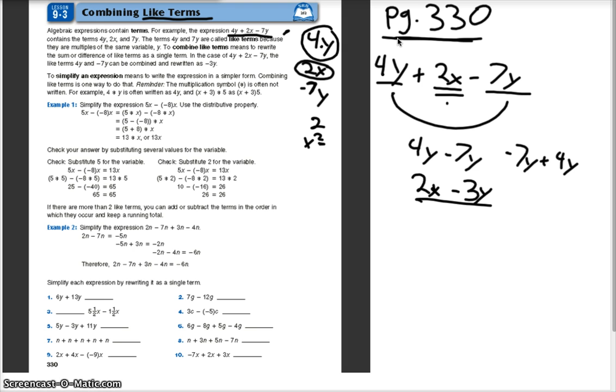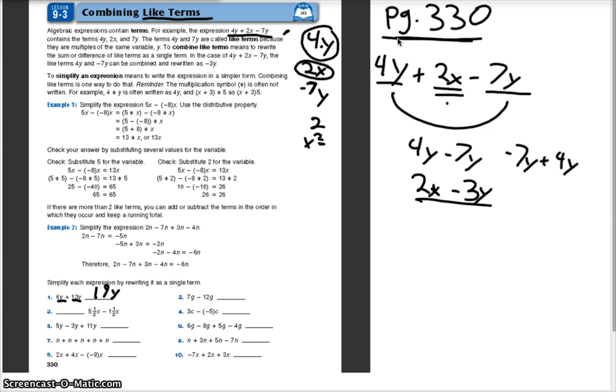Okay, so that's a pretty challenging problem. Let's look at number 1 on your worksheet. The directions say to simplify each expression by rewriting it as a single term. So here we're not given multiple different terms. We're given two similar terms. We have 6y and 13y, and they're the same terms, so we can simplify them together. We have addition going on here, 6y plus 13y. 6 plus 13 equals 19. The y tags along, so we have 19y. And it really is just as easy as that.